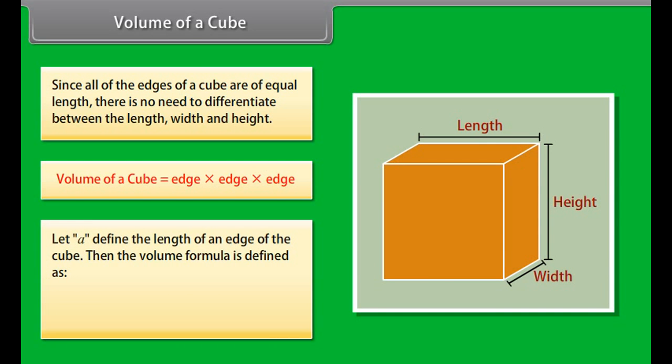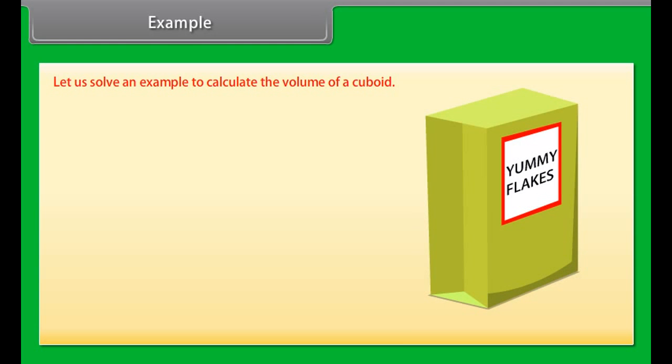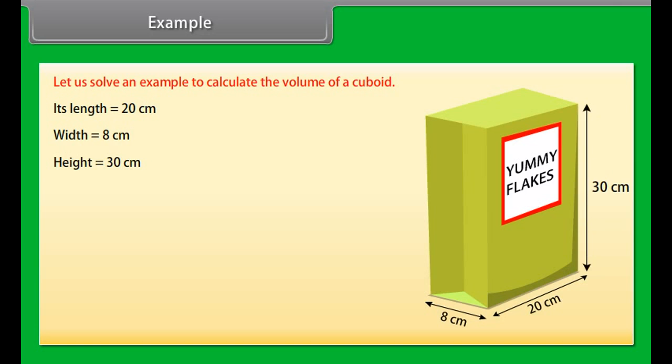Volume of a cube. Since all of the edges of a cube are of equal length, there is no need to differentiate between the length, width, and height. The volume of a cube is determined by multiplying the length of three edges of the cube. Let a define the length of an edge of the cube. Then the volume formula is defined as V is equal to a into a into a. This formula is also written as V is equal to a cube.